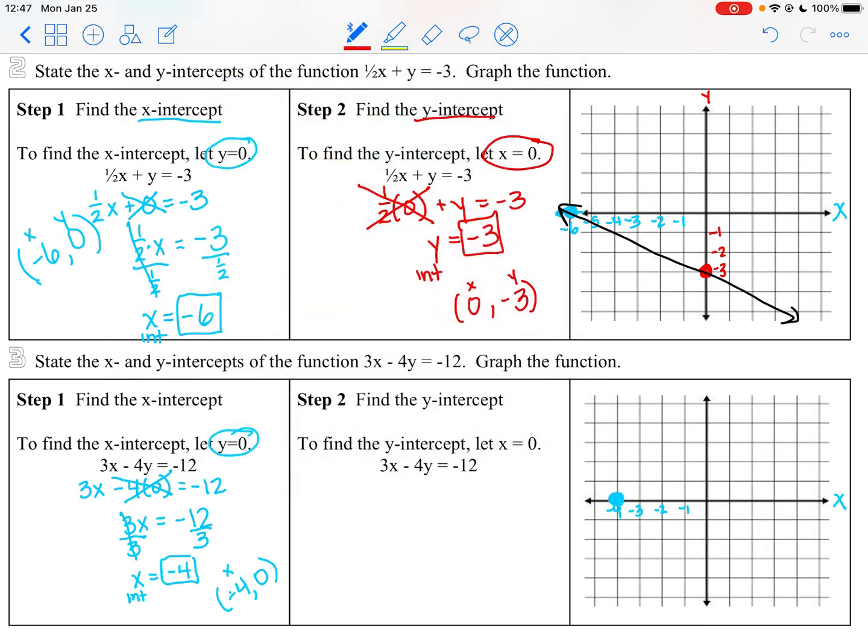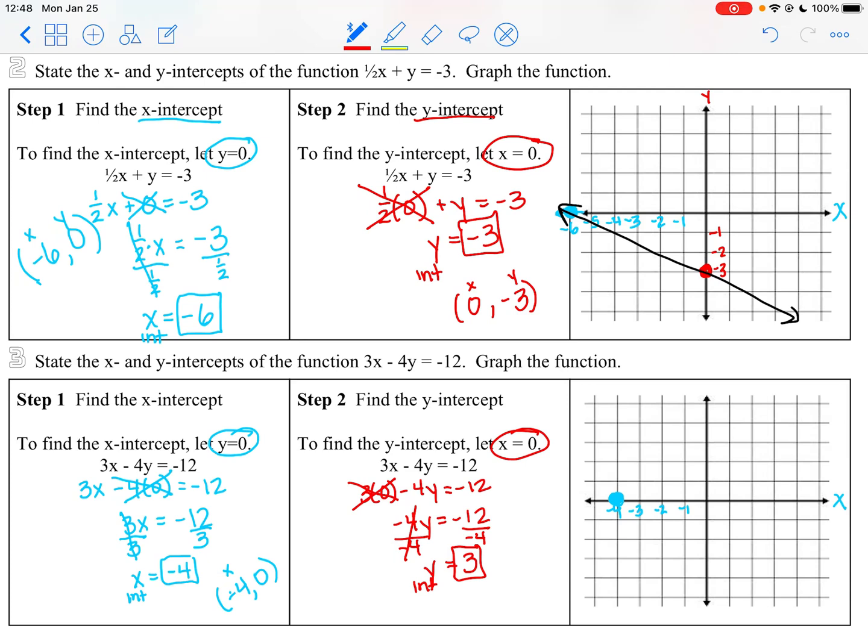Using that same original equation, I'm going to find the y-intercept by plugging in 0 for the x. So 3 times 0 minus 4y equals negative 12, and that's going to cancel out that x term. So it leaves me with negative 4y equals negative 12. To get the y-intercept, I'm going to divide by that coefficient, so divide both sides by negative 4. Once I get the y by itself, that is the y-intercept.